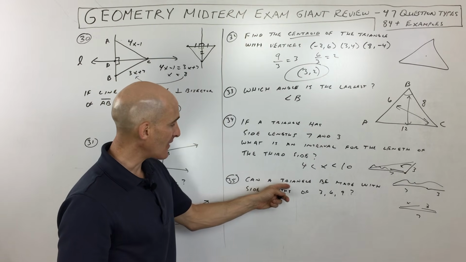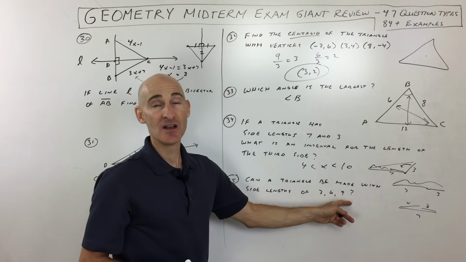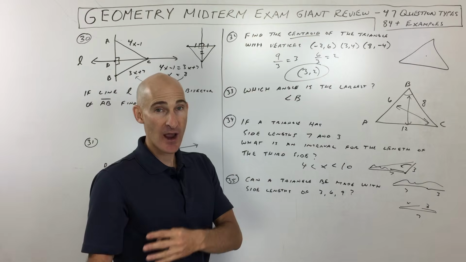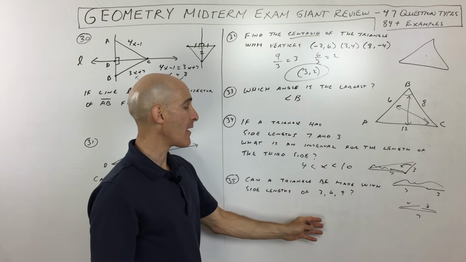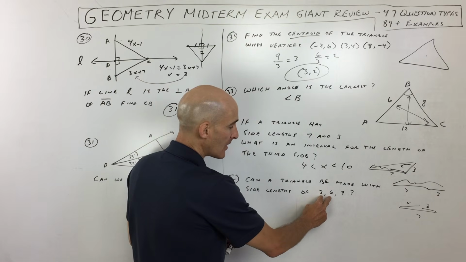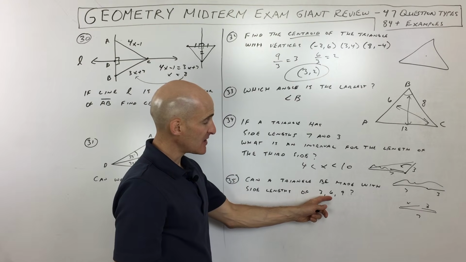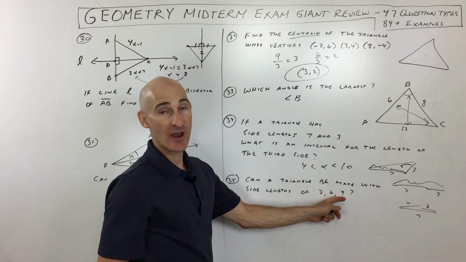Now for number 35, it says, can a triangle be made with side lengths of 3, 6, and 9? Now this is testing us on the triangle inequality theorem, just like with the last problem. But the thing that you want to check is that when you add any two sides up, they always have to be greater than the third side. So again, 3 and 6, that adds up to 9. That's not greater than 9.